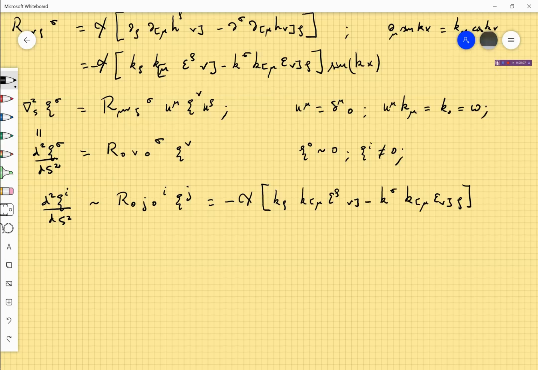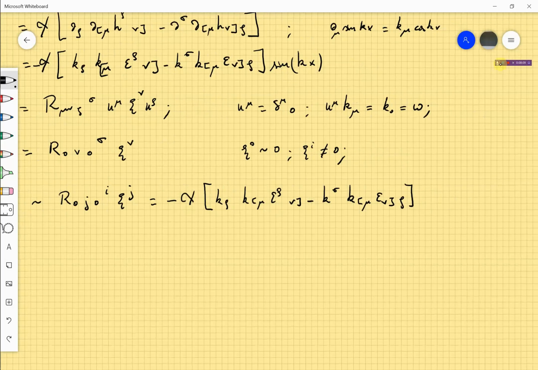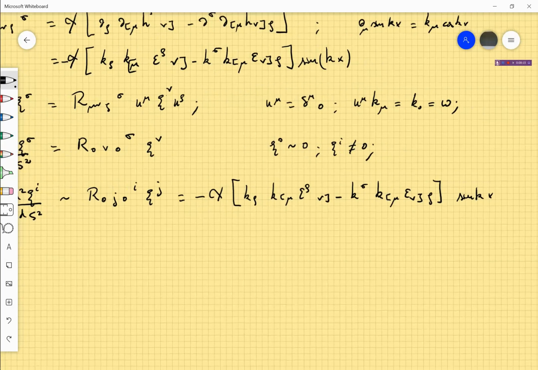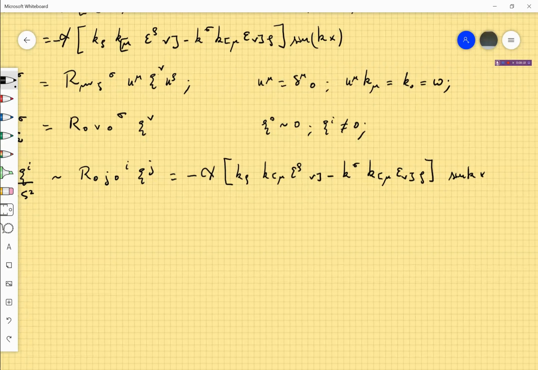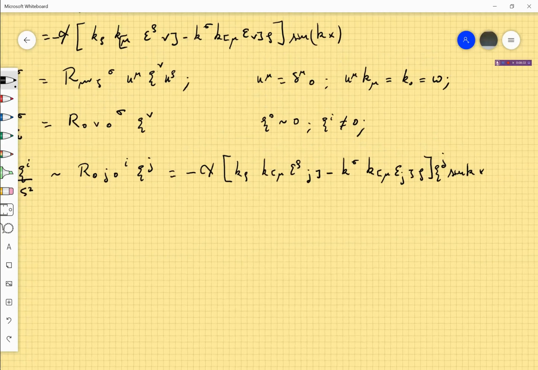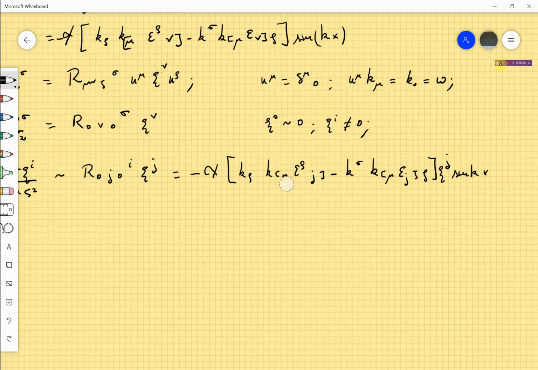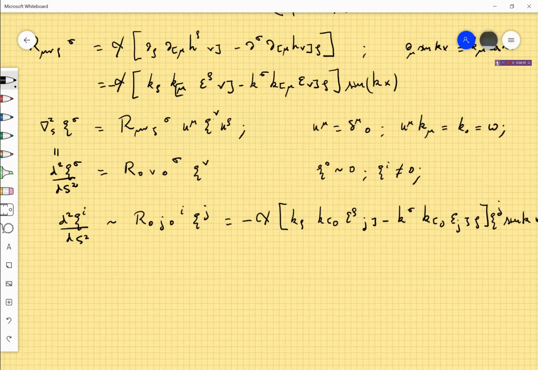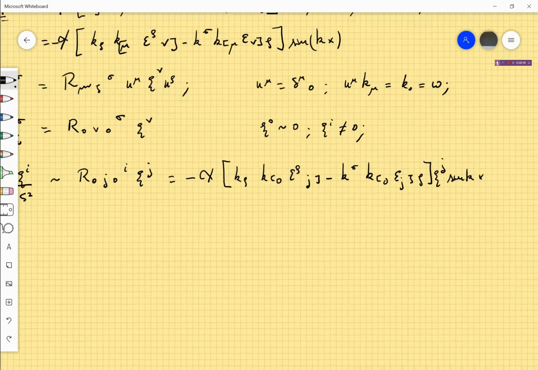This is multiplied by sine kx, and this will be contracted with the second index. The second index here is nu, so nu will become j, and this comes multiplied by psi j. Then the index mu is 0, and also the index rho, which is the third here, is 0.